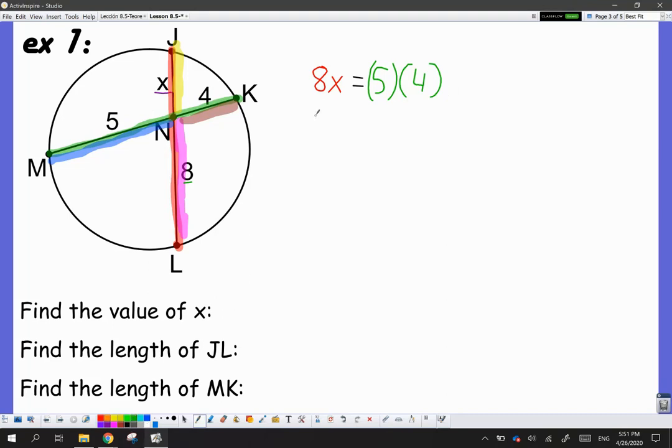So let's solve it. 8x is still 8x. I'm not doing anything to that yet. But over here I have 5 times 4, and we know that that equals 20. So I have 8x equals 20.